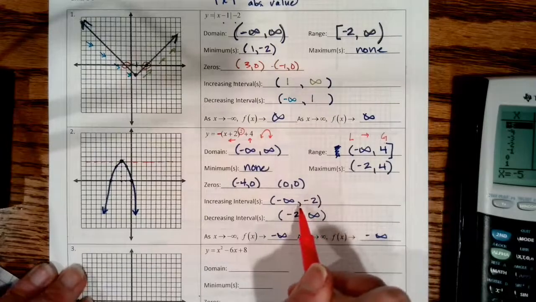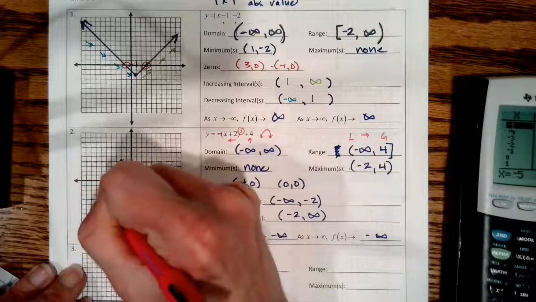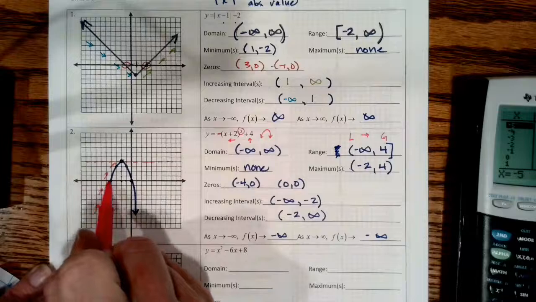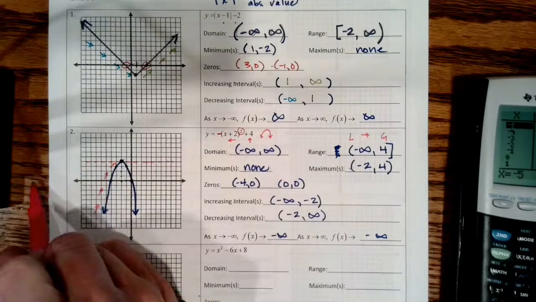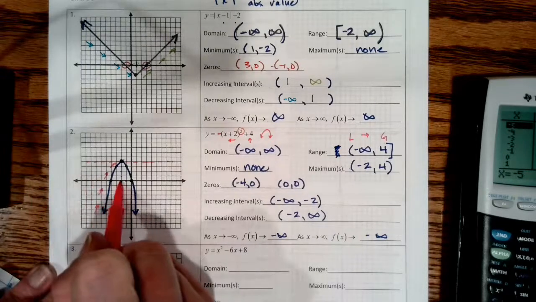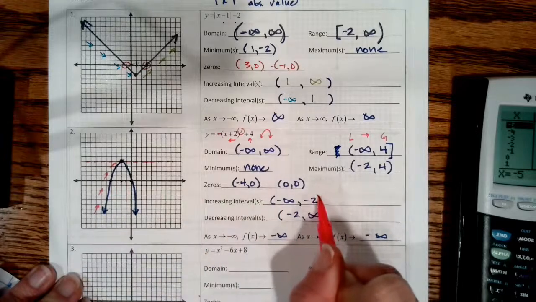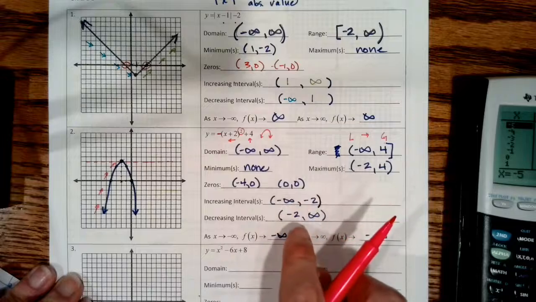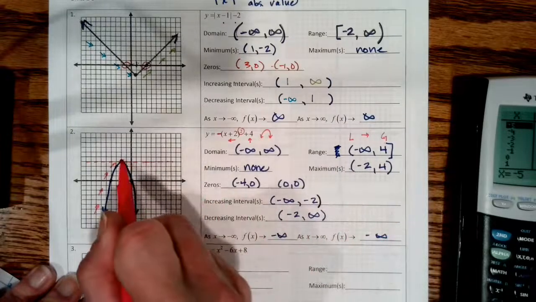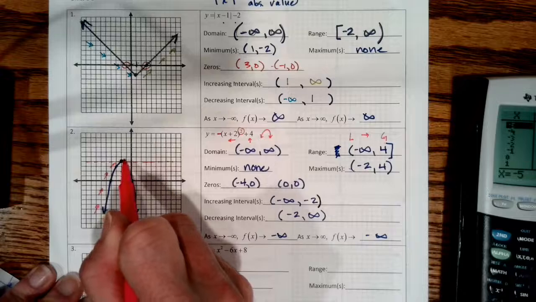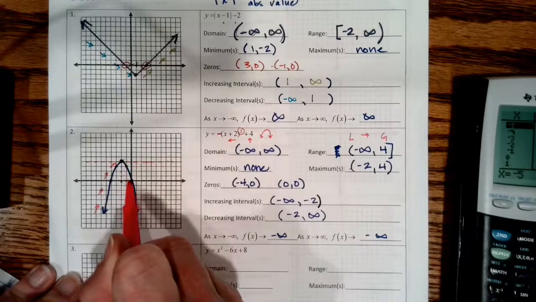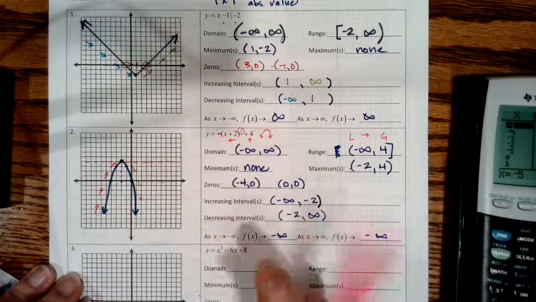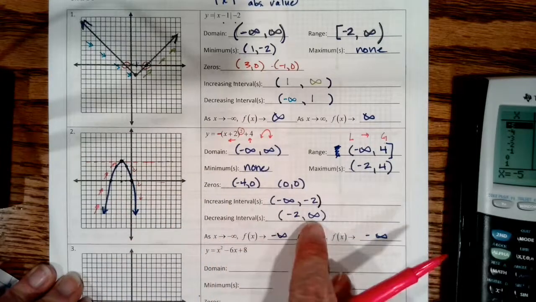When we talk about my increasing interval, where is my graph? Where are the y's getting bigger? And remember, it's a conversation of x. So from negative infinity all the way up to, but not including negative 2, make sure this is curved, my graph is getting bigger. My decreasing interval, starting at negative 2, not including it, just after, and then as my x's continue this way, that is where my y's are now getting smaller. My graph has a decreasing nature.